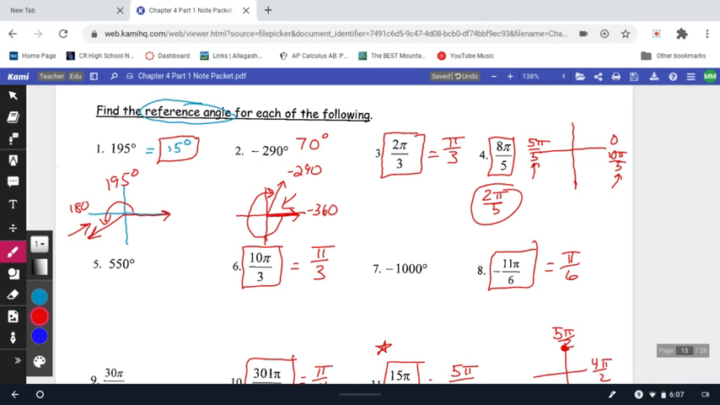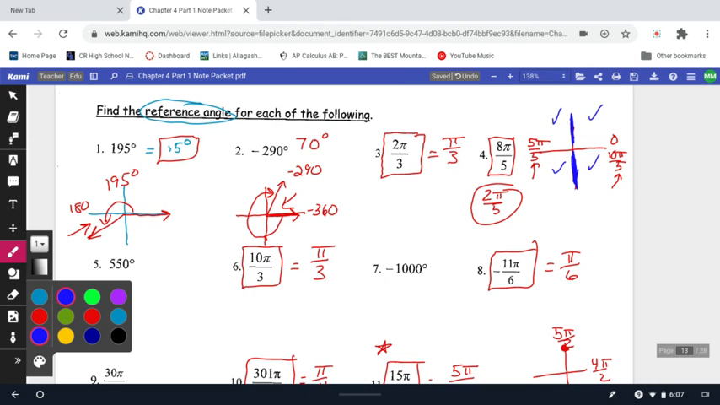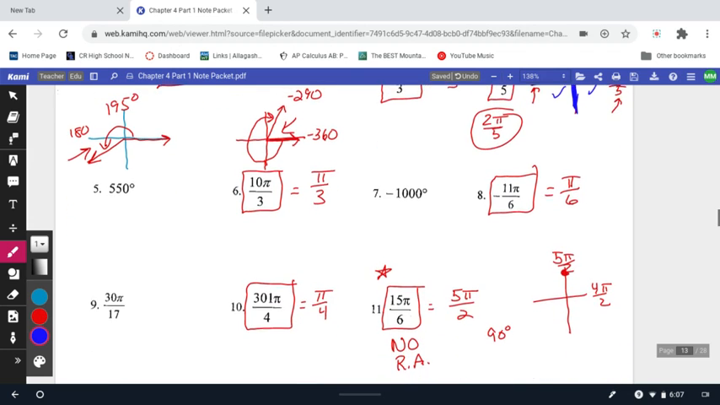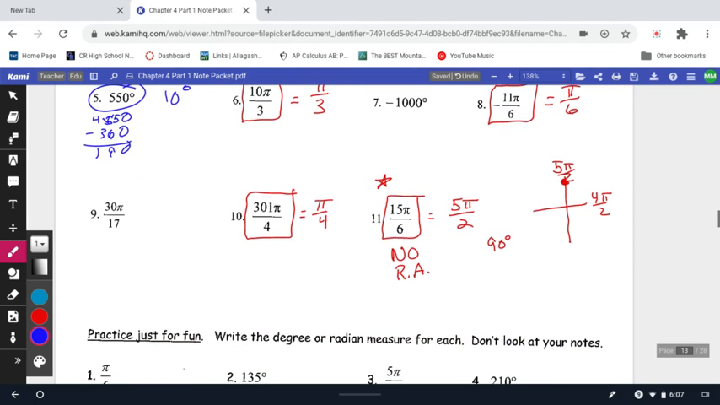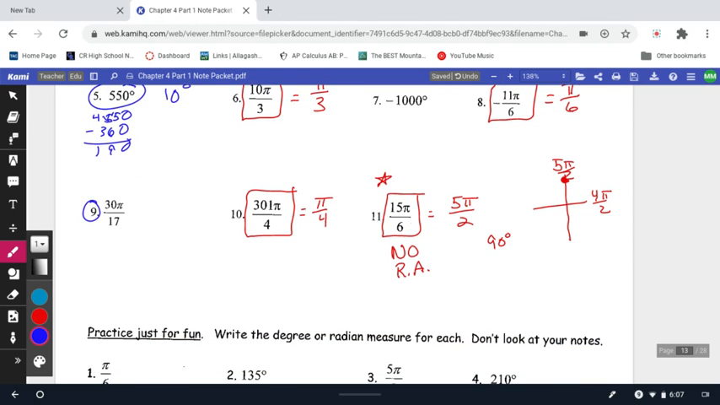You just have to be careful that whatever angle you're talking about, does it cross over the y-axis on either side? So you're basically looking at what side of the y-axis it is, and then that'll tell you its reference angle. If you don't check, you're going to get them wrong. For this one, just subtract 360. So if you did 550 minus 360, that's 190. Its reference angle is 10 degrees. Degrees are pretty simple.